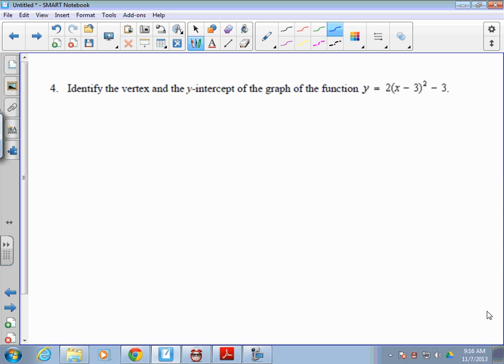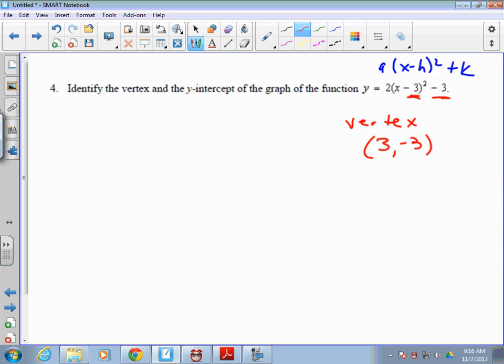This one's easier. You can see the vertex right away because it's in vertex form: a times (x minus h) squared plus k. Remember, minus h just means it's the opposite of what this one says. This one says negative 3, so that means it's positive 3. This one's exactly what it says, negative 3. Positive 3, negative 3. So the vertex is (3, negative 3).